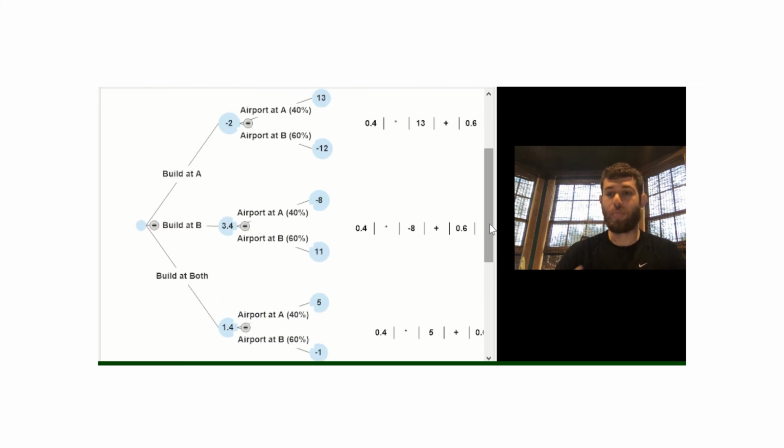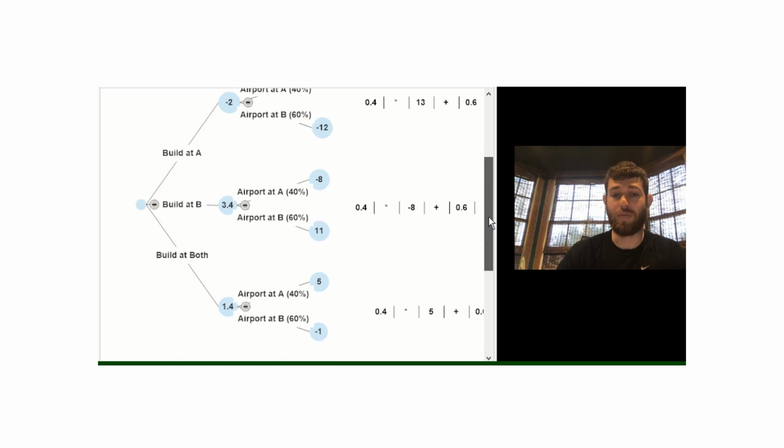Now again, we're business owners. The idea and objective we're trying to do with our hotel is we want to maximize the revenue. So we look at these expected values. We see building at A, we're expecting a -$2 million revenue. Building at B, 3.4 million. And building at both is 1.4 million. So based on these conditions and these probabilities we have given, we see that the best option for us is the highest expected value, which in this case is building at B, where we're supposed to net 3.4 million expected.